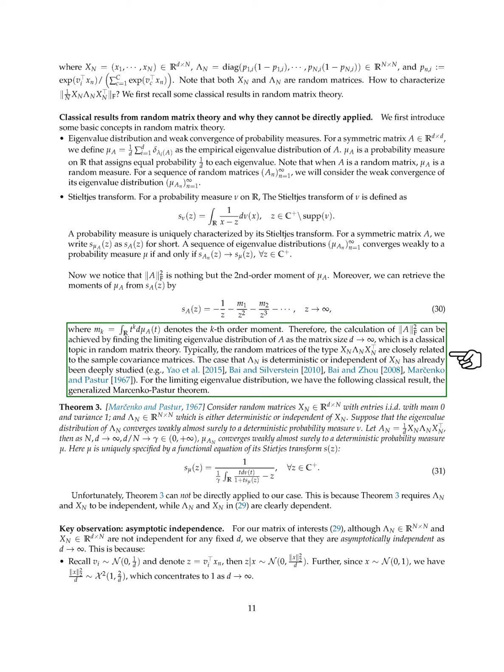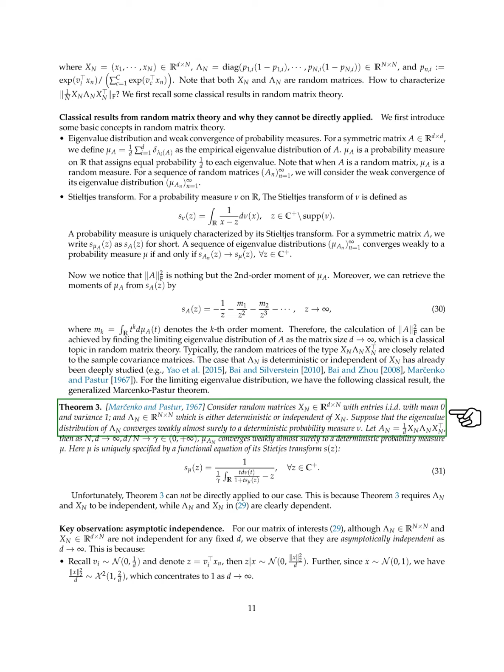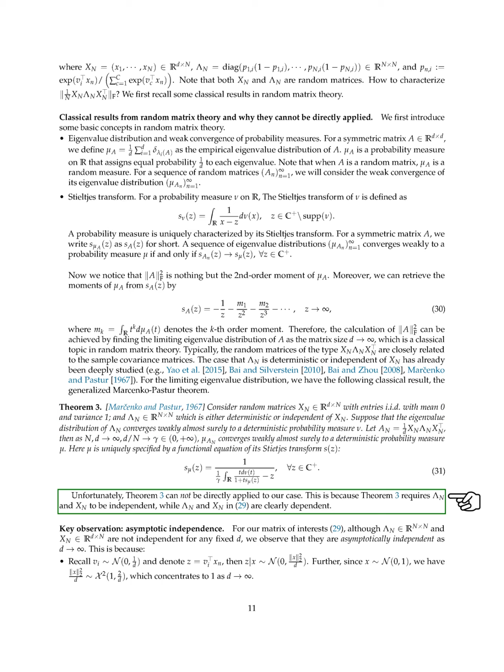in random matrix theory, particularly the generalized Marchenko-Pastur theorem. This theorem applies to random matrices with independent entries and provides conditions for weak convergence to a deterministic probability measure. However, we cannot directly apply this theorem because the matrices we are dealing with are dependent.